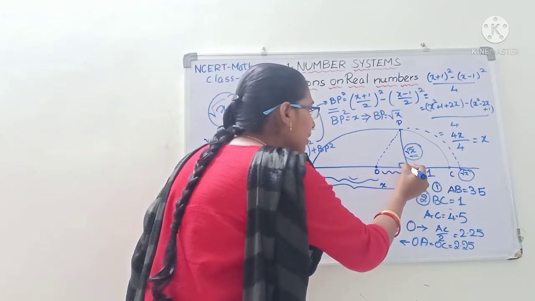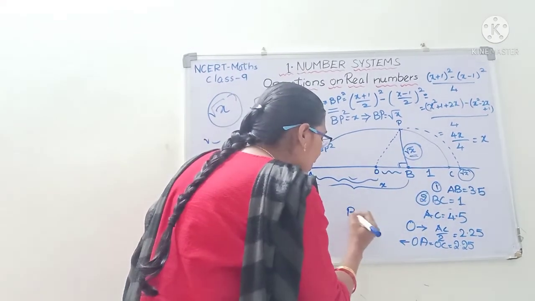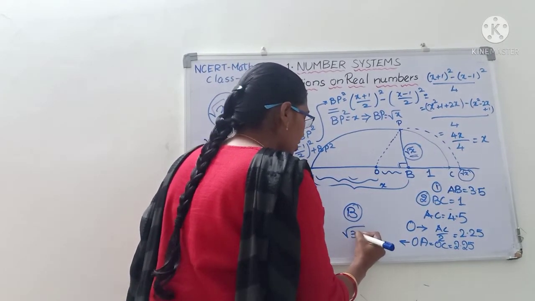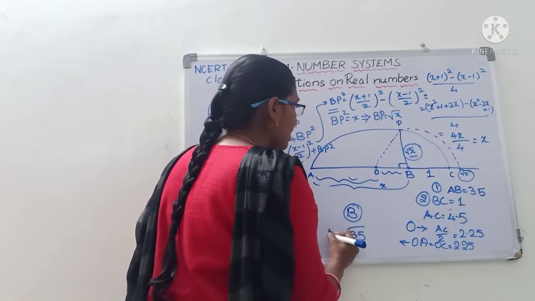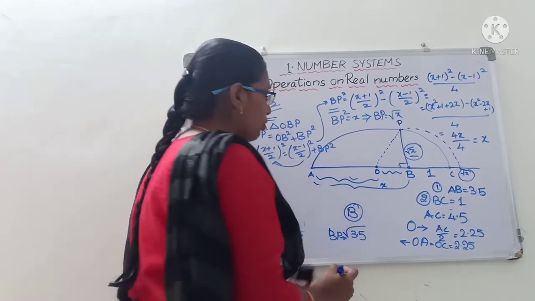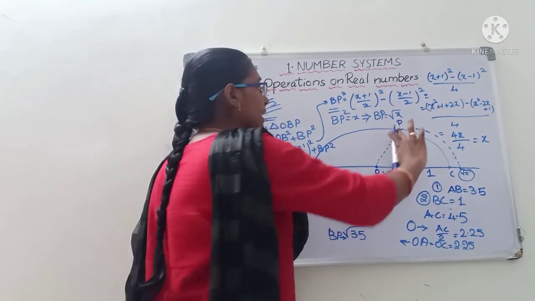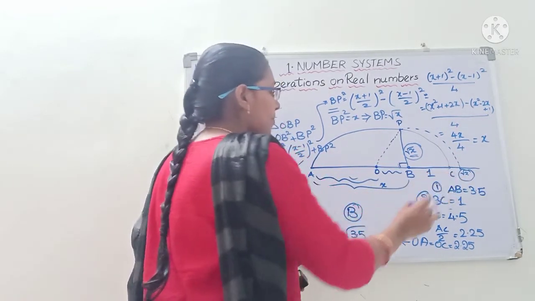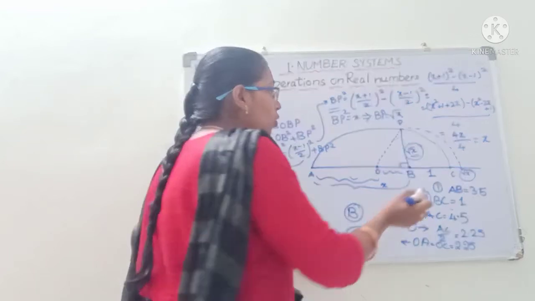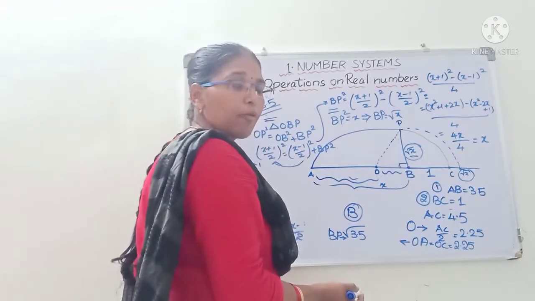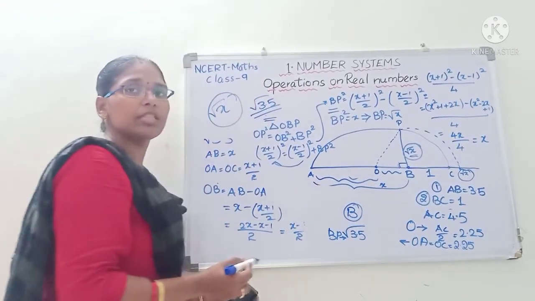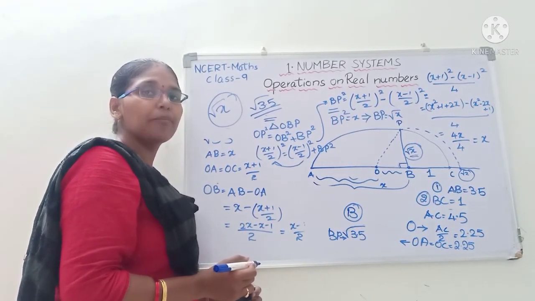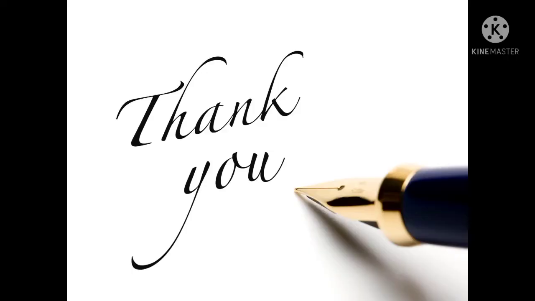Then draw a perpendicular at B. You will get root x as root 3.5 units: BP will be of length root 3.5. Then take a compass, and with this BP length, mark it on the number line. You can now locate root x, that is root 3.5, on the number line. This is another method to locate a real number, that is an irrational number, on the number line.